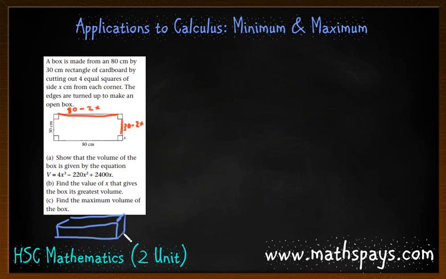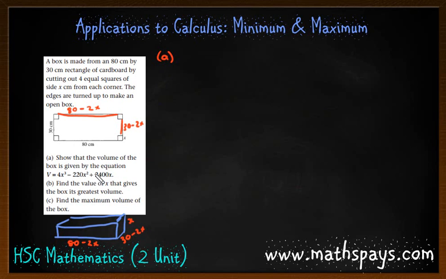We've got our lengths there, as we've just seen: the base would be 80 take away 2x, and the breadth there would be 30 take away 2x. And of course the height would be the height of those little squares, which would be x. So let's look at part A. Show the volume of the box is given by this equation.